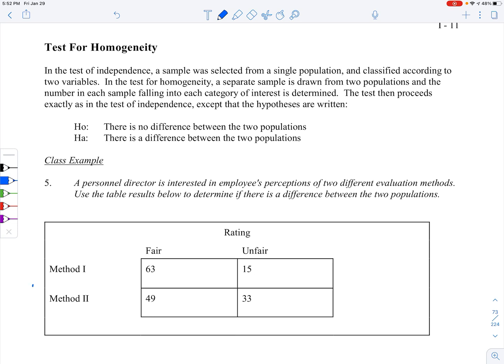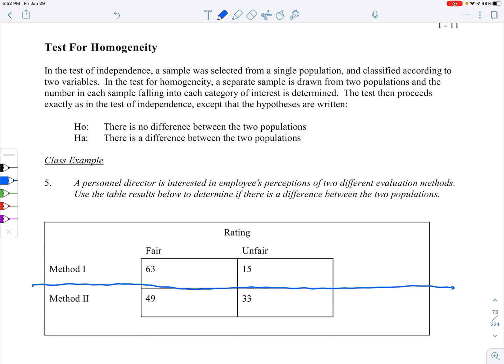So in other words, we can think of method 1 and method 2 as being two different populations here. And then we find out, is the rating fair or unfair in each case? But really, in terms of practicality, that's no different than thinking of it as one big population where you're measuring two different things: the method that is used, and the rating. Is it considered to be fair or unfair?